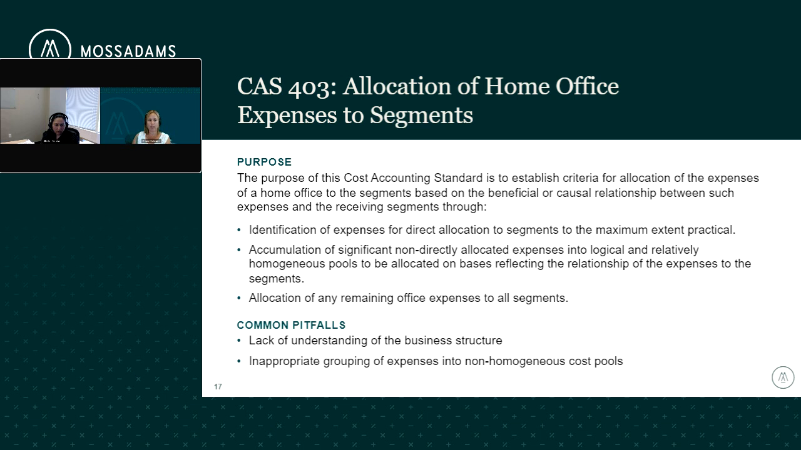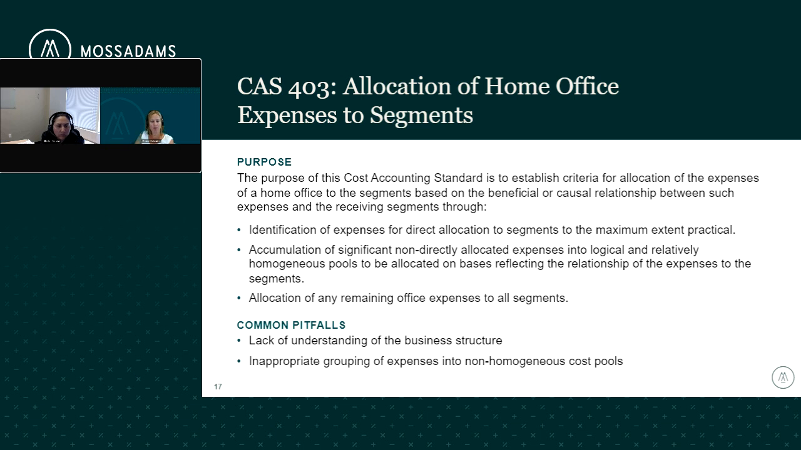So you really want to look at the beneficial or causal relationship between those costs and the segments that are utilizing those costs. So you may come up with an allocation base such as machine hours or labor hours, depending upon the types of costs that you're allocating. And similar to flashback to CAS 402, you also don't want to allocate a segment an indirect cost if for the same purpose, those similar costs have been allocated directly to them.